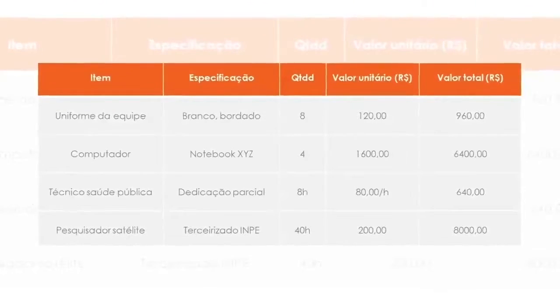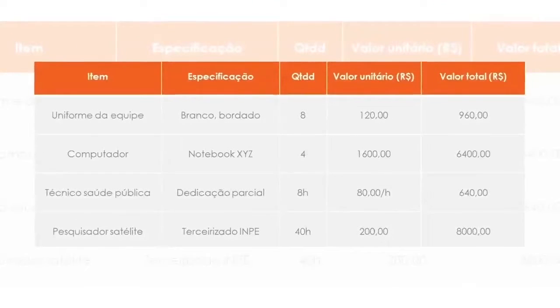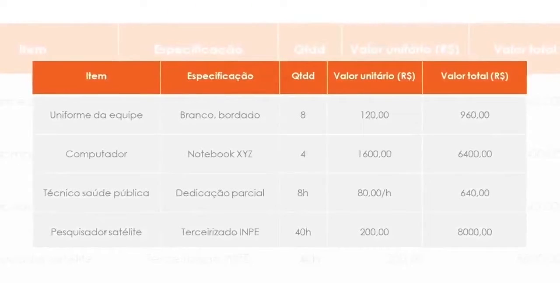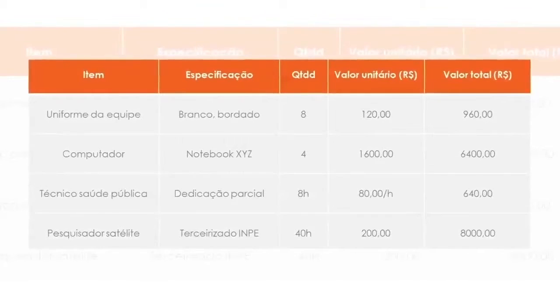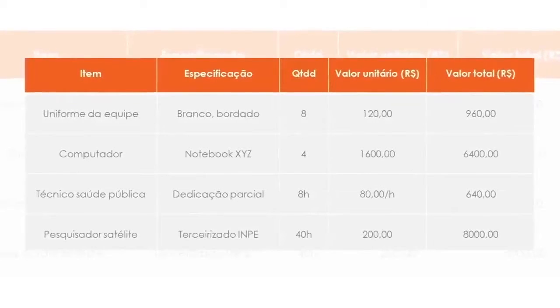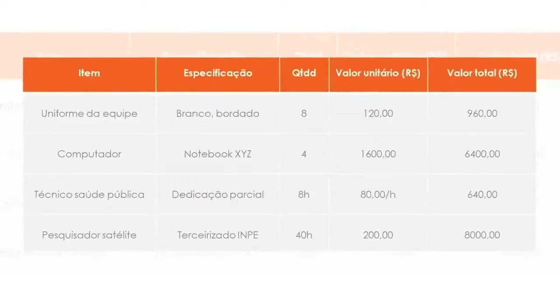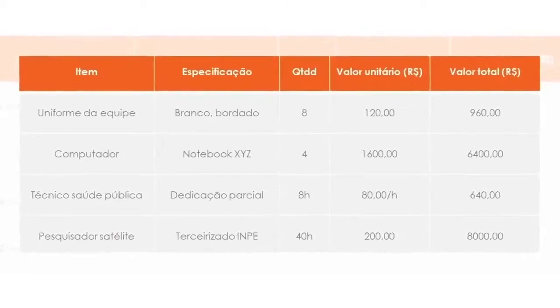Getting back to our spreadsheet, see how you detail the item uniform. One column with all items listed, other columns with specifications, quantity, unit cost, and total cost of every unit. Look at the example. 8 uniforms will be needed for the team, white ones with the logo on it, unit cost 120 reais, totaling 960 reais for all. This storage calculation leads to the budget.